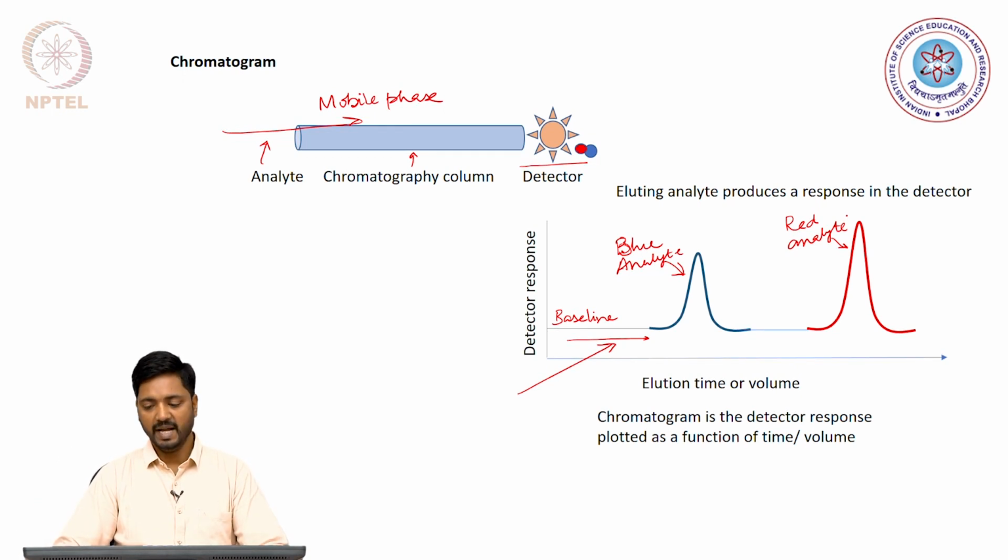Also note that there is a certain width that is associated with this peak, and we will consider these aspects as we move along. So, essentially a chromatogram which is shown in this profile here is a detector response which is plotted as a function of time. Now, we will slowly progress on how this chromatogram can be analyzed.